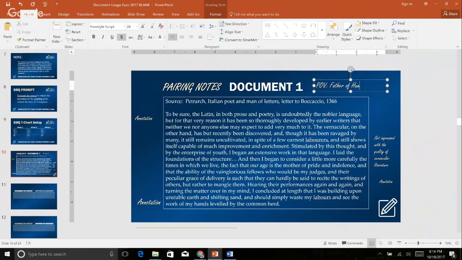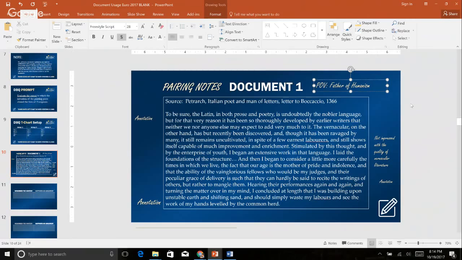But just so you can see how I'd go about annotating documents. Okay. So I would put here that I'm going to use POV. I'll talk about his status as the father of humanism when I get into that. So he's not impressed with the state of vernacular literature.